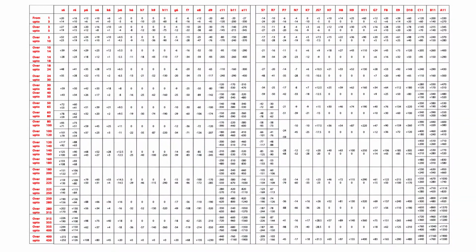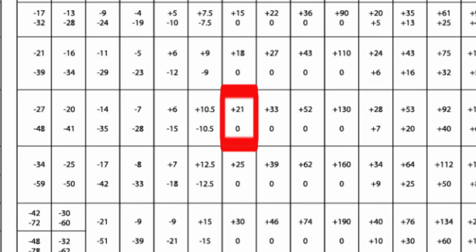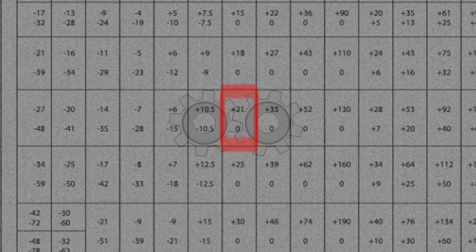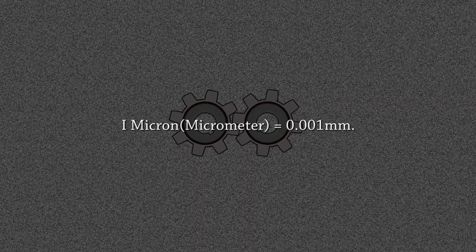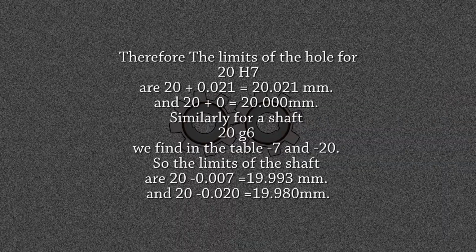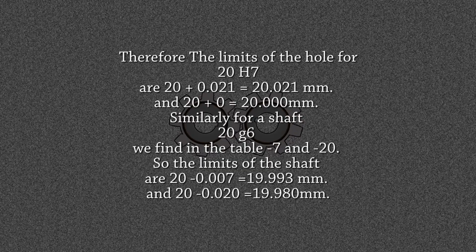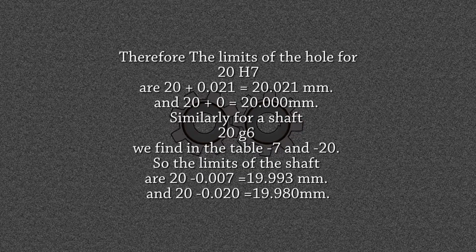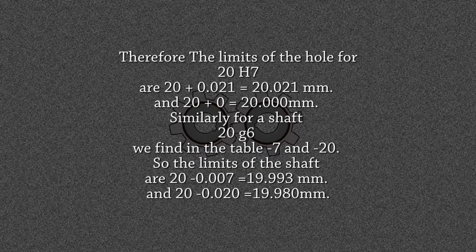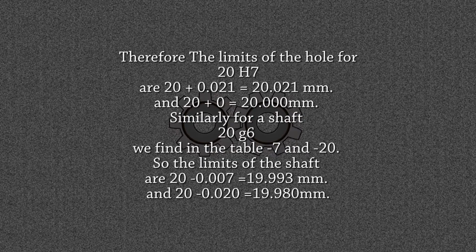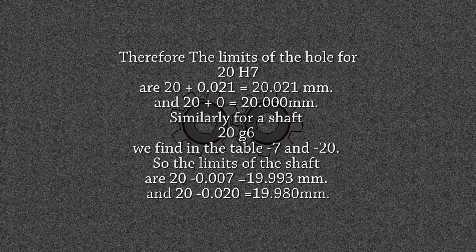To the above expression, we can find the numeric deviations from the chart. Here is the chart. For a hole 20H7 we find in the table as plus 21 and 0. These numbers indicate the deviations in microns. That is, 1 micron equals 0.001 millimeters. Therefore the limits of the hole 20H7 are 20 plus 0.021 equals 20.021 millimeters, and 20 plus 0 equals 20.000 millimeters.